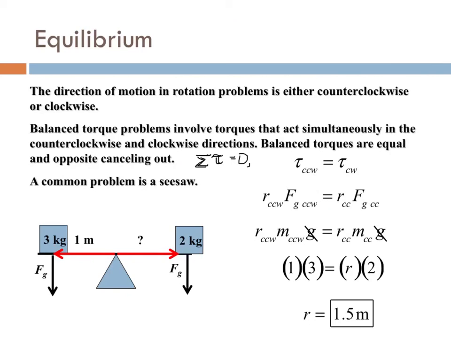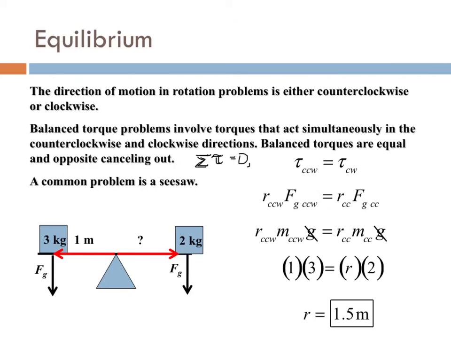In this example, you're asked to calculate what distance the 2-kilogram box should be located in order for this object to be in equilibrium. Again, you have this 2-kilogram box that has a gravitational force acting on it, and you have this 3-kilogram box that also has a gravitational force acting on it. And both of these, although they're acting downwards, they're actually acting in opposite directions. One is clockwise, one is counterclockwise. Now, because they're both acting perpendicular to the lever arm, then you don't have to worry about an angle here.